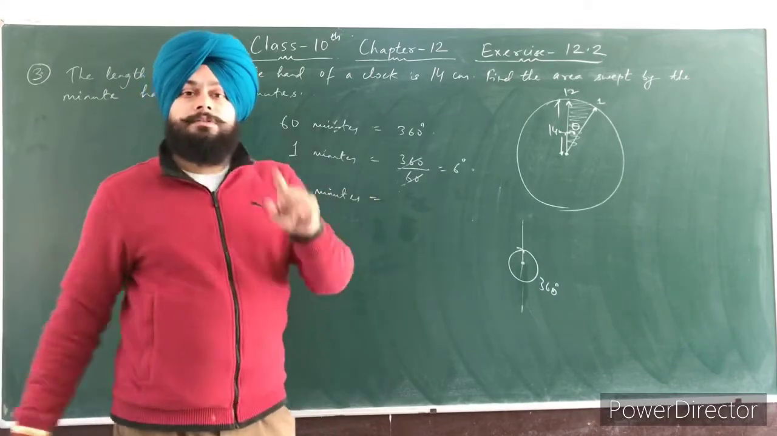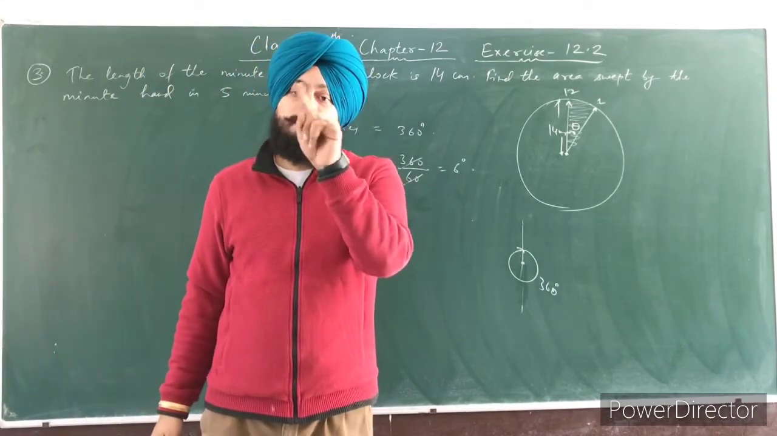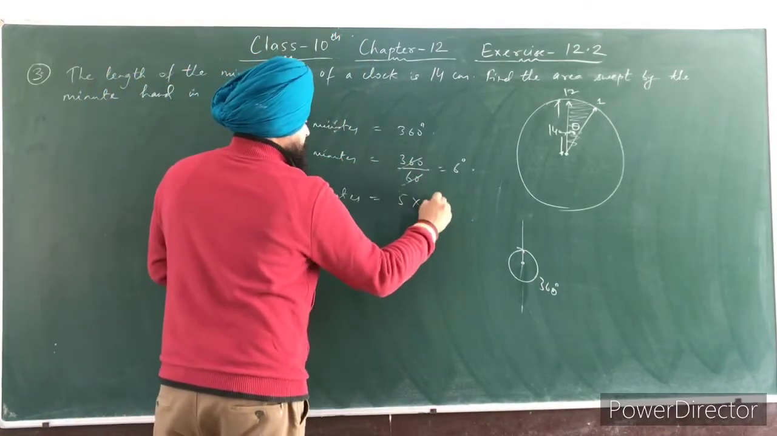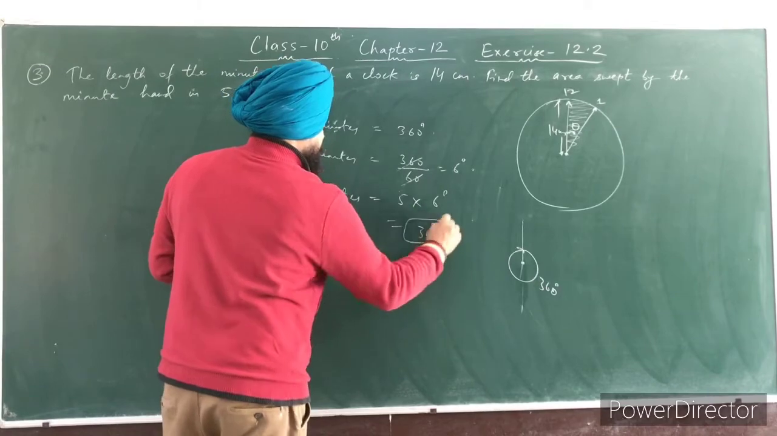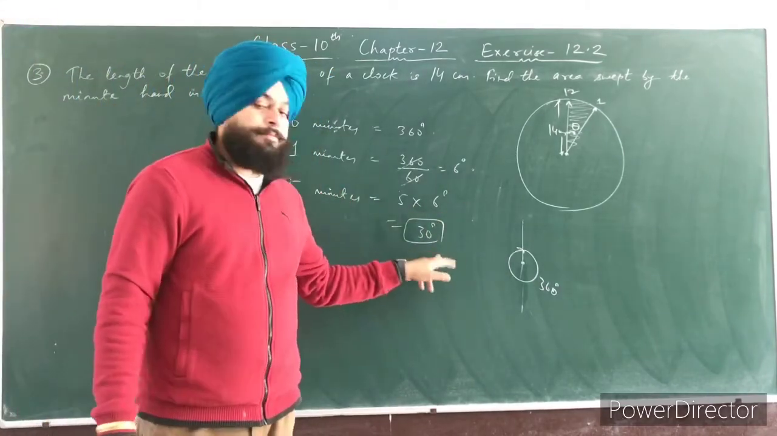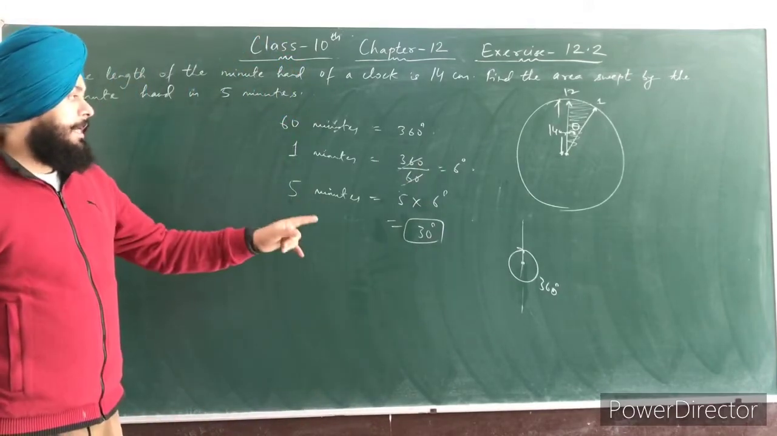In 5 minutes, how much will the minute hand rotate, how many degrees will it move? So multiply 5 with this 6. How much is it? 5 sixes are 30 degrees. It means in 5 minutes it covers 30 degrees. Alright. It means theta is 30, radius is 40.